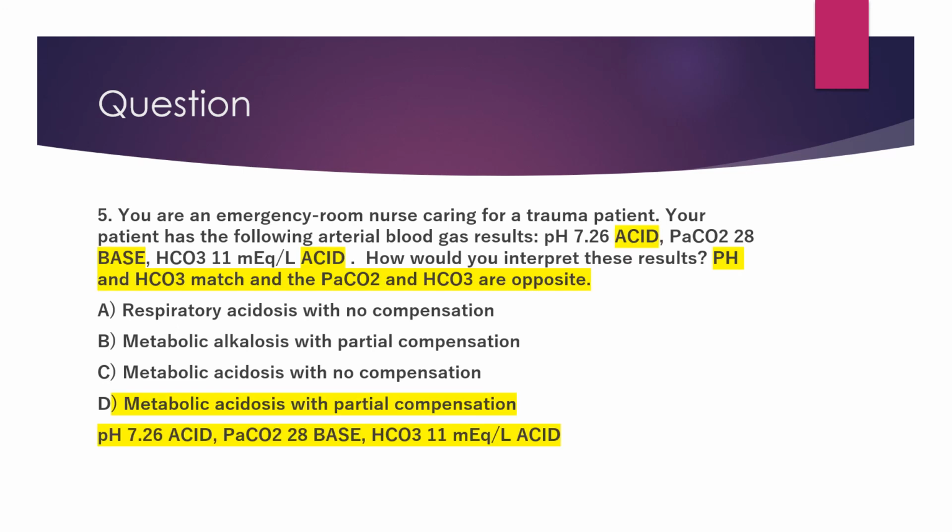So it is a metabolic acidosis with partial compensation. Your pH is 7.26, and this is an acid. Your PaCO2 is 28, and it is a base. Your bicarb is 11, and it is an acid. So our pH and our bicarb match. So it's a metabolic disturbance. There is partial compensation because the PaCO2 is a base and the bicarb is an acid, and so those are opposite, so they are partially compensating.